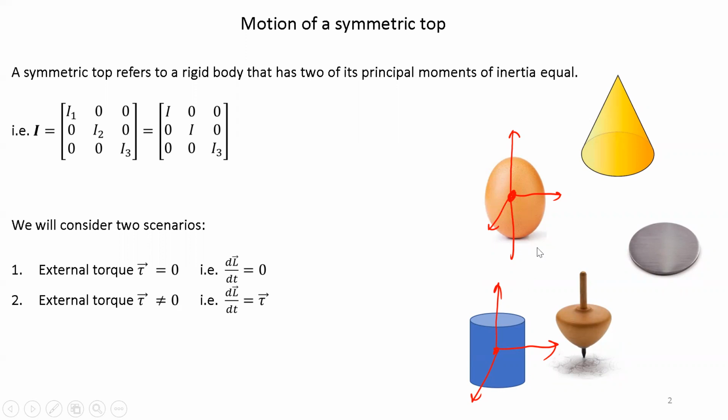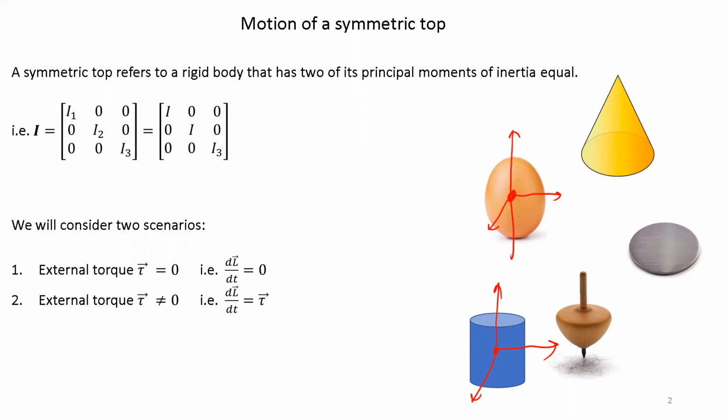if you are working with the coordinate systems where the origin is at the center of mass of the body, and these three axes are parallel to the principal axes of the body, then your inertial tensor is written like this, right? So in particular, for a symmetric top, two of the values for the diagonal elements are the same. Okay. So this is what we mean by a symmetric top.